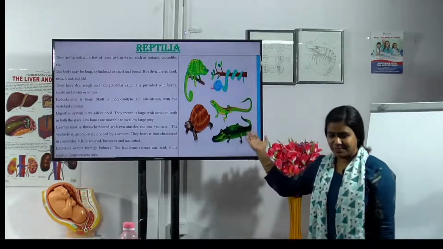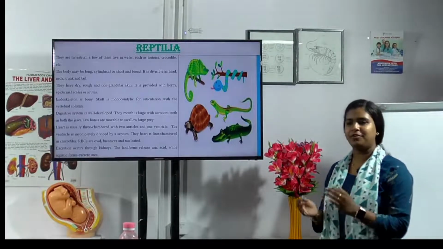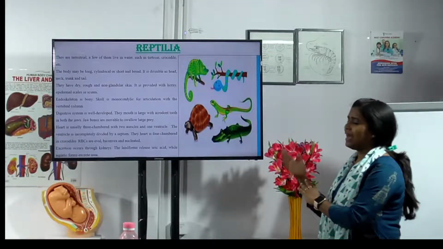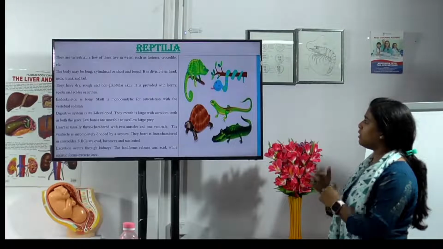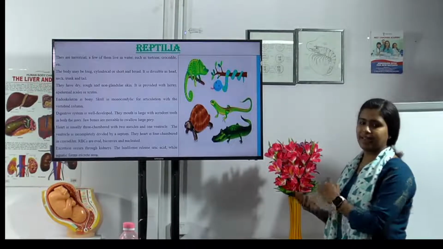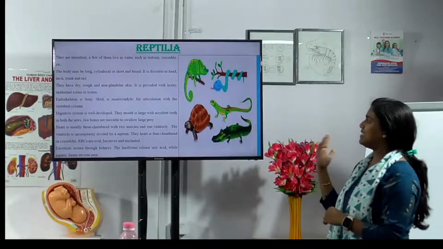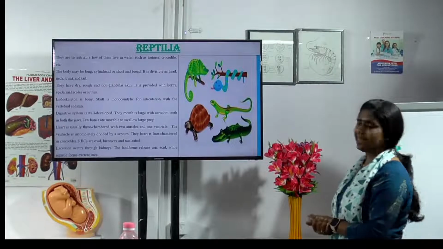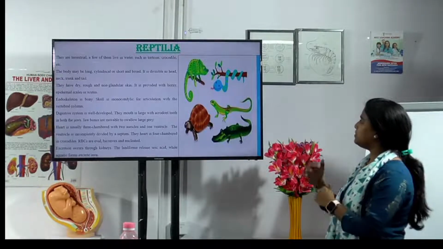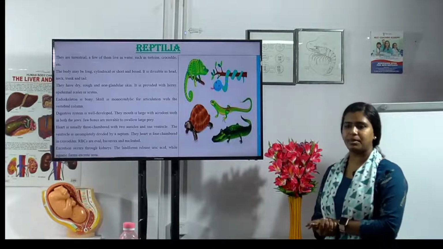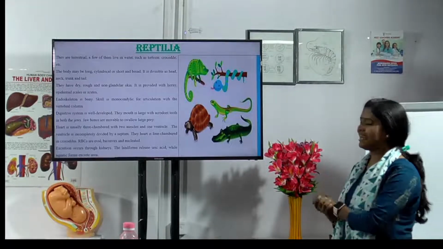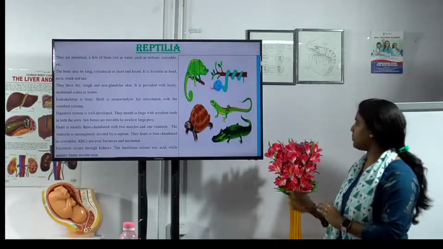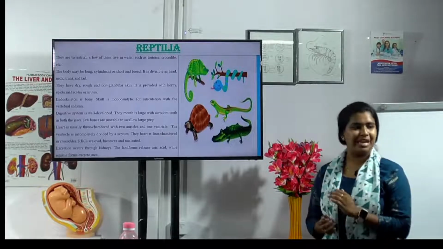Reptiles are mostly terrestrial, though a few live in water, such as tortoises and crocodiles. The body may be long and cylindrical or short and broad. It is divisible into head, neck, trunk and tail, and they have dry, rough, non-glandular skin. The endoskeleton is bony, and the skull is articulated with the vertebral column. The digestive system is well developed, and they have a very large mouth with teeth in both jaws. The jaw bones are movable to swallow large prey.